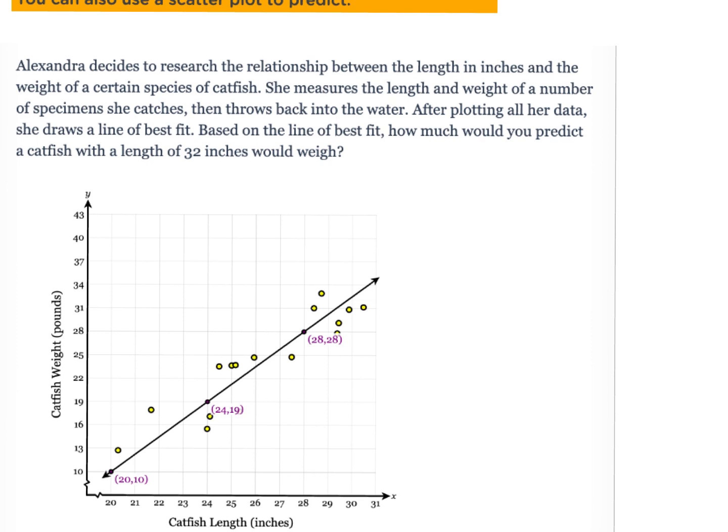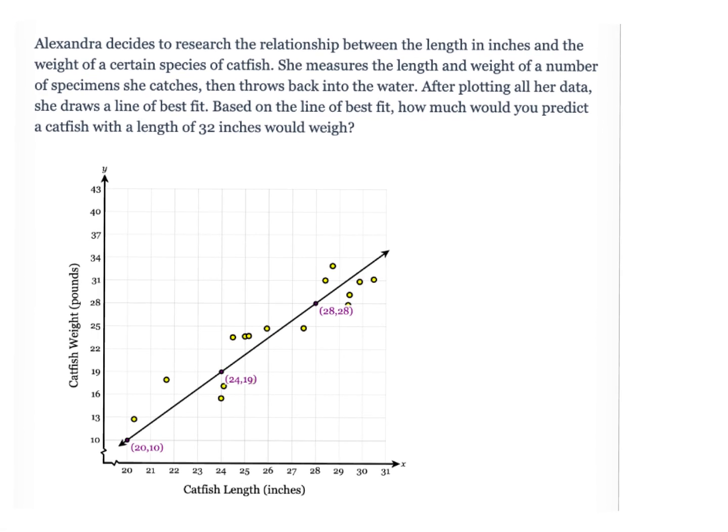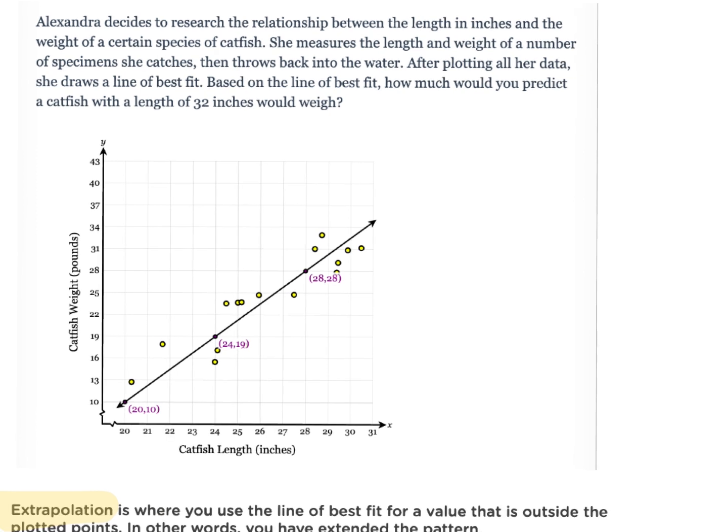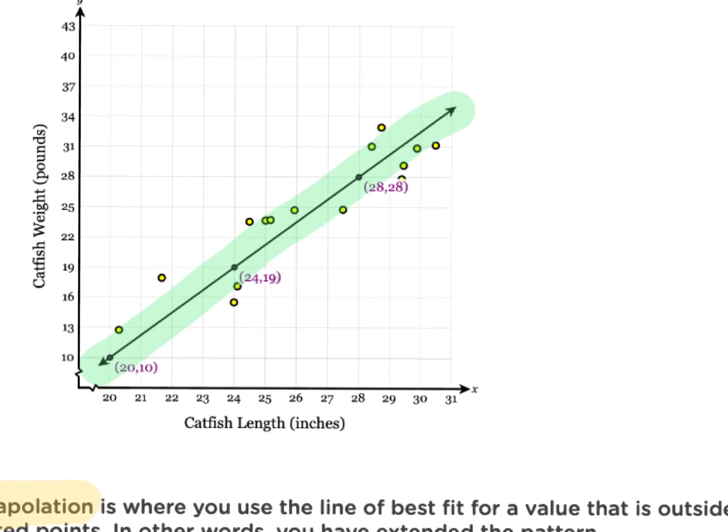So I guess this chick is catching catfish, and there's a clear relationship between their length and their weight. Obviously, if the catfish is longer, you assume it's probably going to weigh more. So she's drawn herself a nice little line of best fit right here in the middle. But it's asking, how much would you predict a catfish that's 32 inches would weigh? Does this graph go all the way up to 32? It does not. That's why this is called extrapolation, because you've got to make a prediction based on where the graph will probably be.